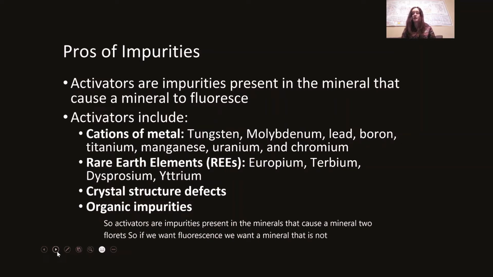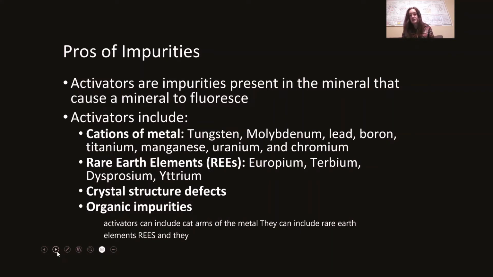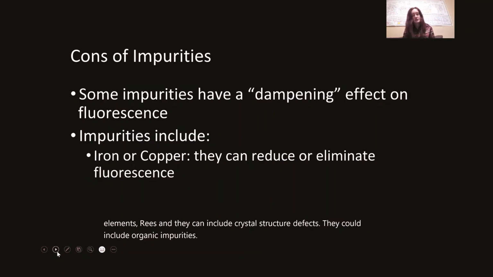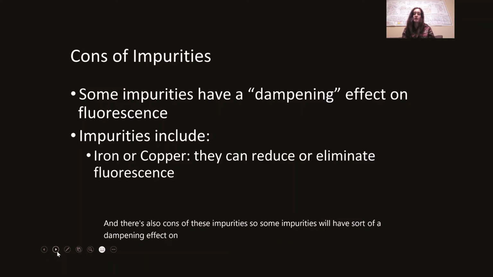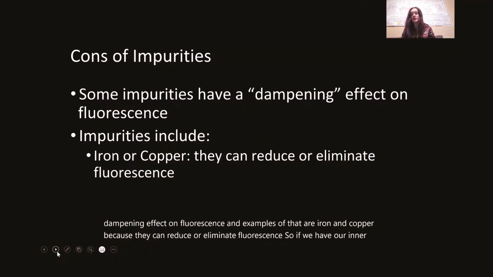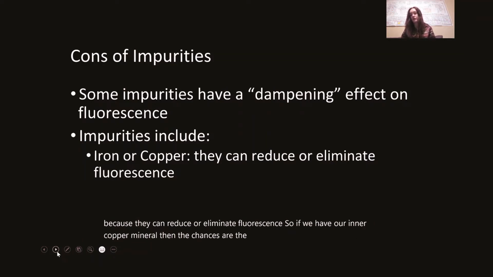And activators can include cations of the metal, they can include rare earth elements like REEs, and they can include crystal structure defects, they can include organic impurities. And there's also cons of these impurities. Some impurities will have a dampening effect on fluorescence, and examples of that are iron and copper, because they can reduce or eliminate fluorescence. So if we have iron or copper in our mineral, then the chances are the mineral is not necessarily going to fluoresce as well, or we might not even see the fluorescence because of the presence of iron and copper.